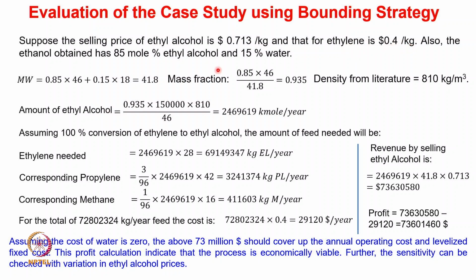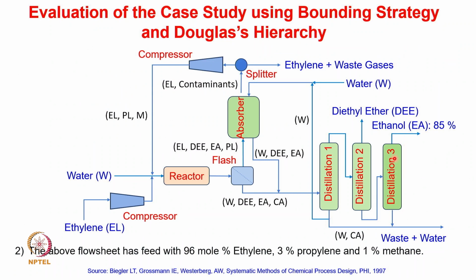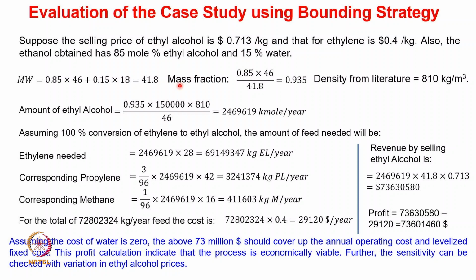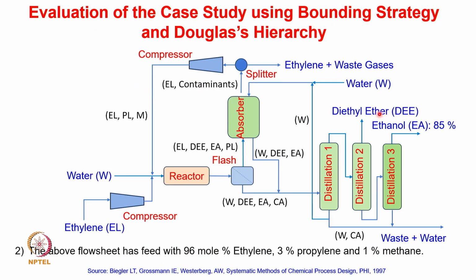$0.4 per kg. And also the ethanol product which is coming out from the last distillation column in this flow sheet is actually 85% ethanol and 15% water. That is the azeotropic mixture of ethanol and water. So in this case, we can calculate the molecular weight of the product coming out from the distillation column. So 85% is the ethanol, so we can multiply 0.85 by 46, which is the molecular weight of ethanol, plus 0.15 into 18, that is the molecular weight of water. That gives us 41.8, which is the molecular weight of the product stream coming out from this last distillation column.